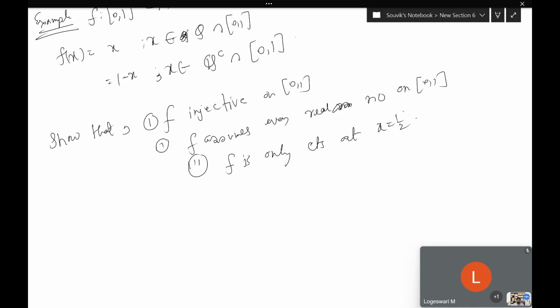So let's do it one by one, okay? So how to check if it's injective? So choose points x1 and x2 and assume f of x1 is equal to f of x2.